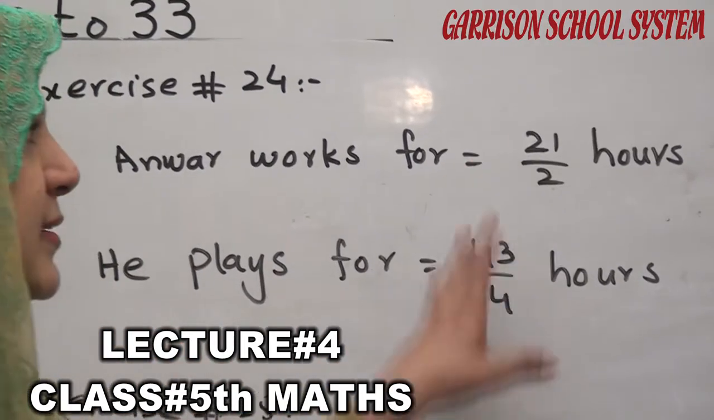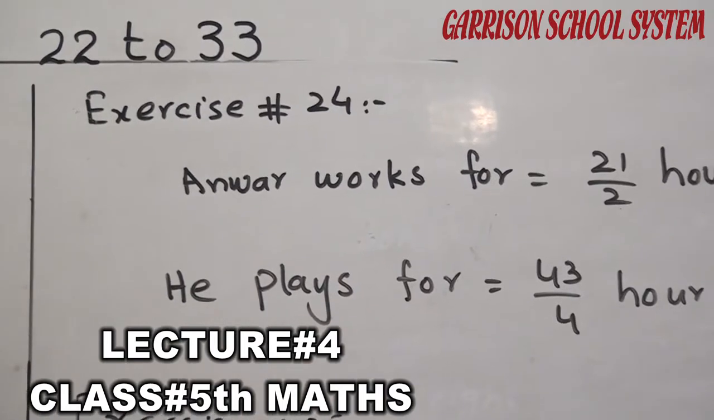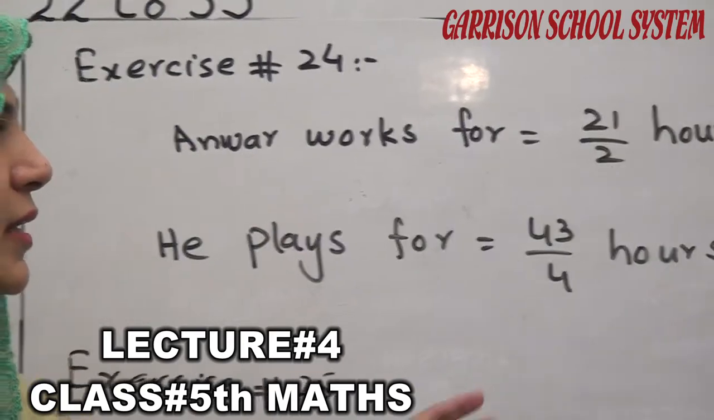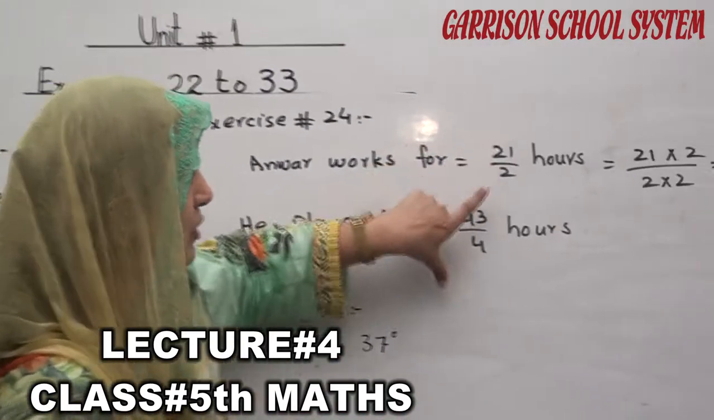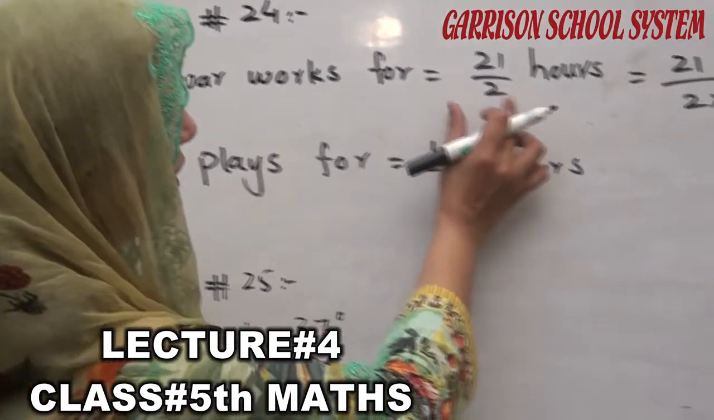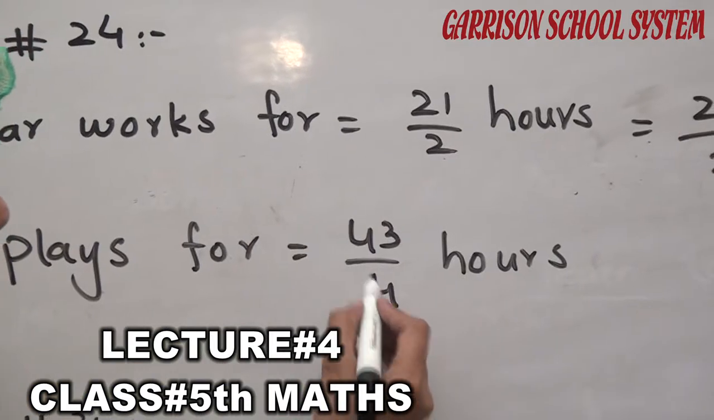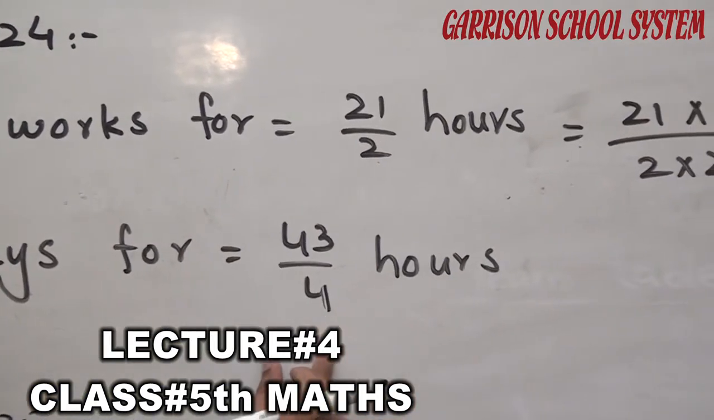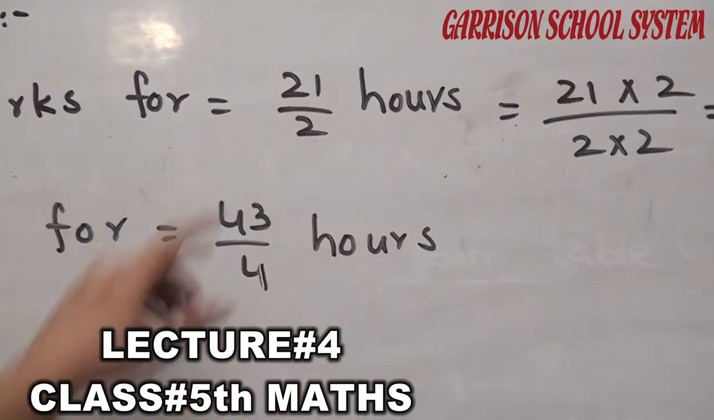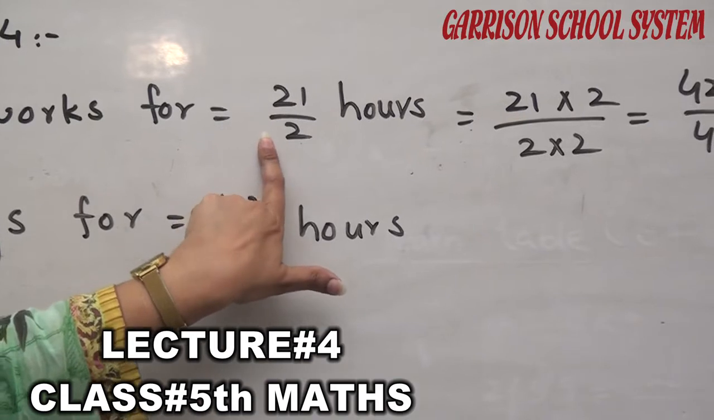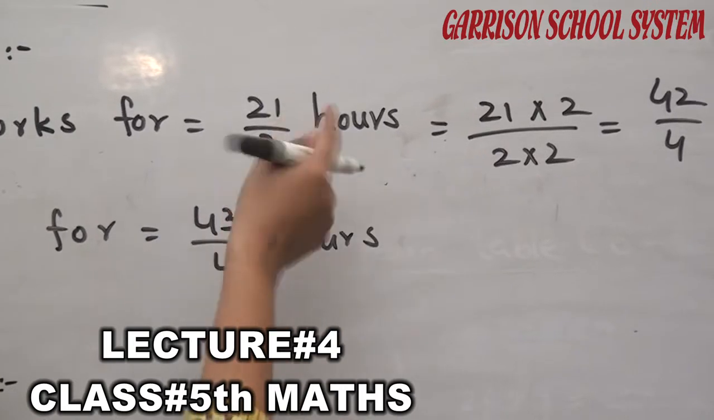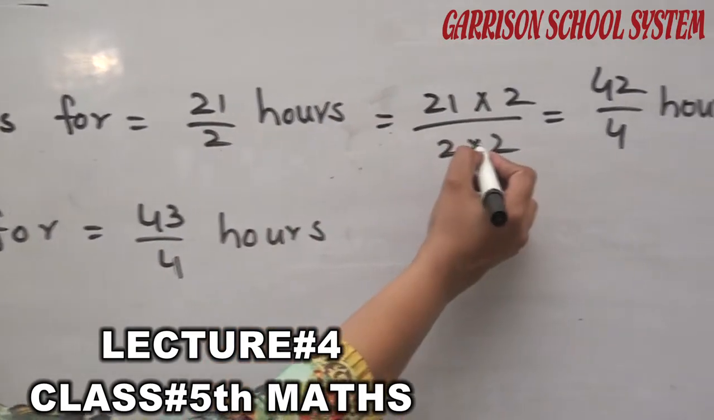Here is again a comparison. So when we compare two fractions, as I have told you before, the denominators of both numbers should be the same. Then we compare easily. Here the denominator is 4 and this number's denominator is 2. So can we make 2 into 4 by multiplying by 2?